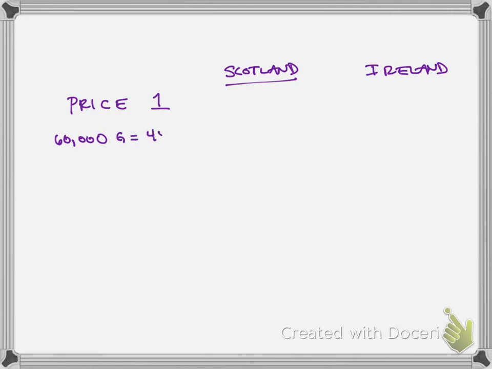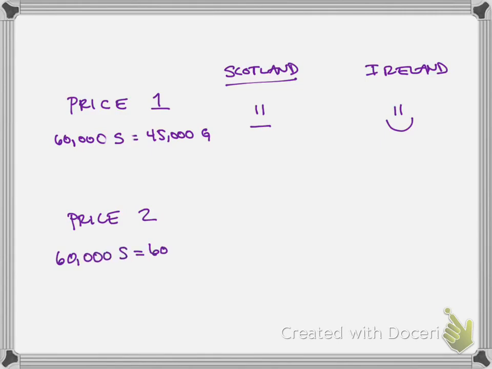So the first price, price 1, which if we have Scotland and Ireland, the first price is 60,000 sheep equals 45,000 goats. This would make Scotland indifferent, because that's the same thing they could achieve on their own, but it would make Ireland really happy. The second price was 60,000 sheep for 60,000 goats. That price would make Scotland really happy, and Ireland would be indifferent. So these are the two prices we're going to consider.